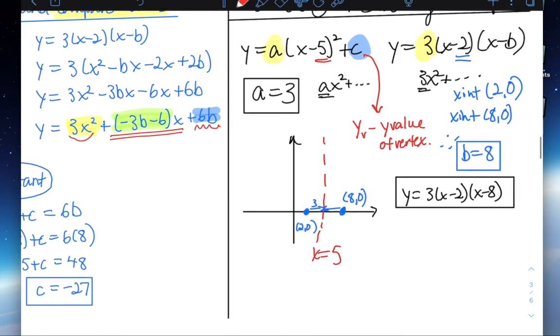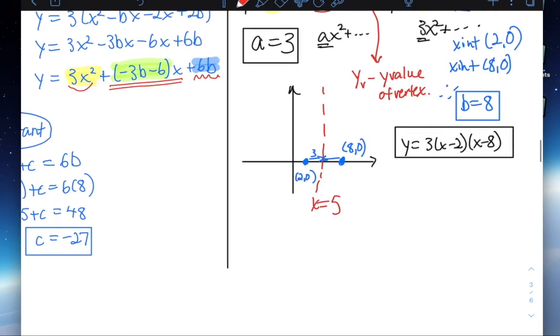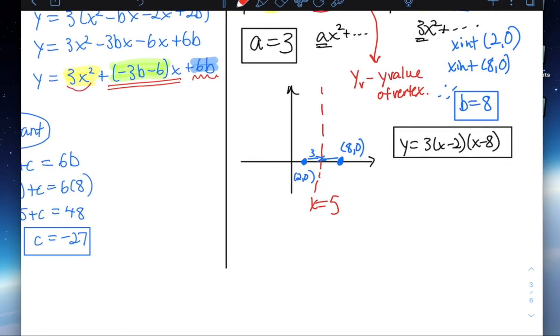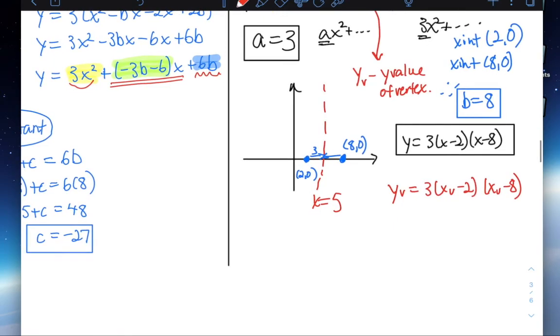So how do we go about finding yv? Well, I can find yv if I know what xv is, just by subbing xv into my equation. Do I know what xv is? Well, I do. It's 5. So in order to find yv, all I have to do is sub 5 in here.